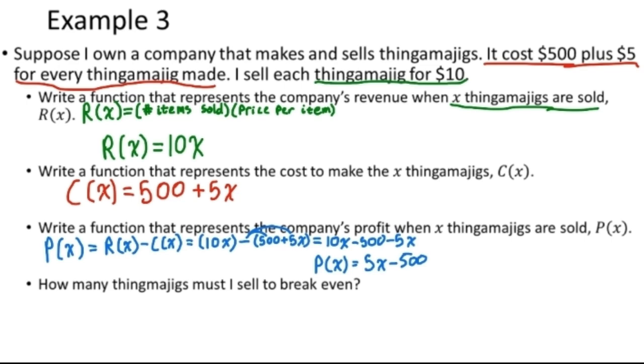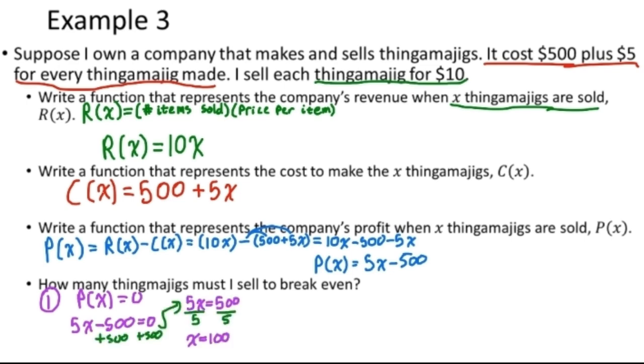In the fourth part, they want to know how many thingamajigs I must sell in order to break even. There's two ways we can approach this problem. The first approach is we can use the fact that breaking even means the profit is 0. So I can set P of X equal to 0 and then solve the resulting equation. So replace the P of X with what we found in part 3, and I have the equation 5X minus 500 equals 0, and I get X equals 100, which tells me I would have to sell 100 thingamajigs to break even.